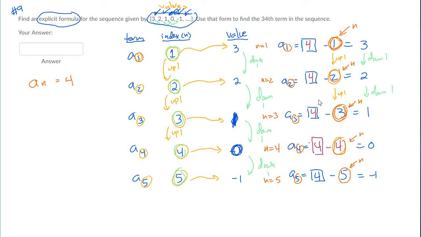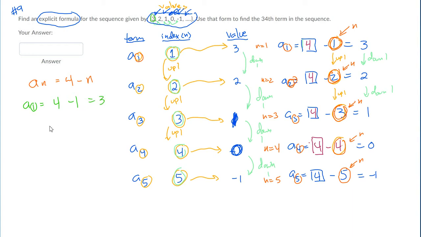For the third term, I'm subtracting a 3. For the second term, I'm subtracting a 2. For the nth term, I seem to be subtracting the n. Okay, let's see if this formula works. Let's check it. Let's check what would A1 be. A1 would be 4 take away the n value of 1, which is 3. Now, is 3 what we're supposed to get?